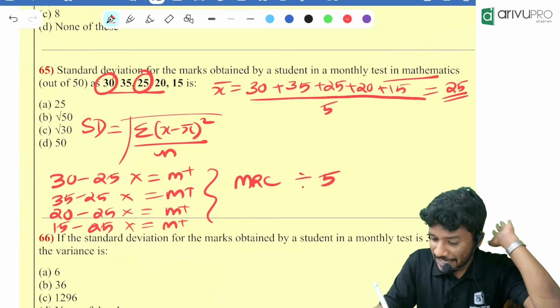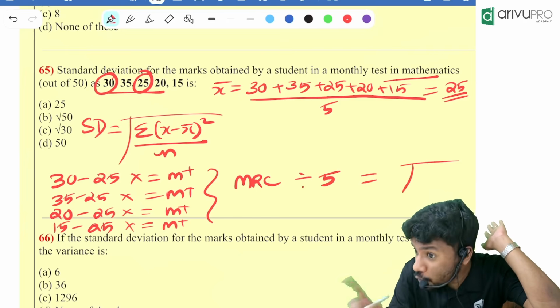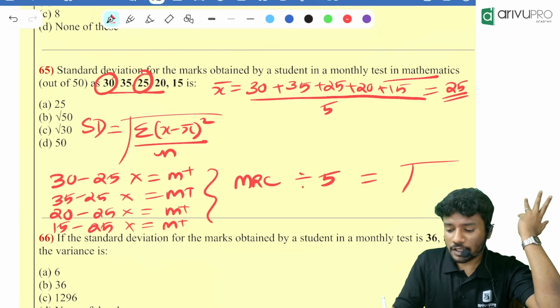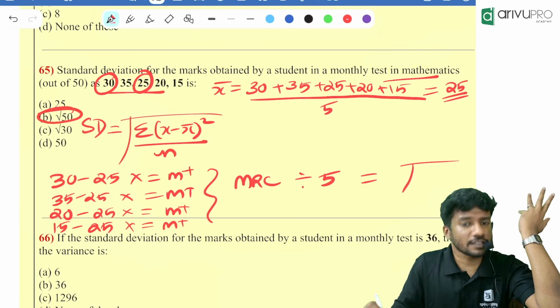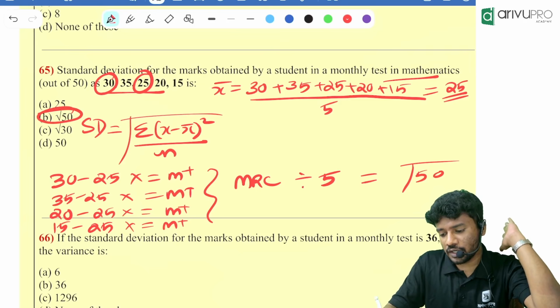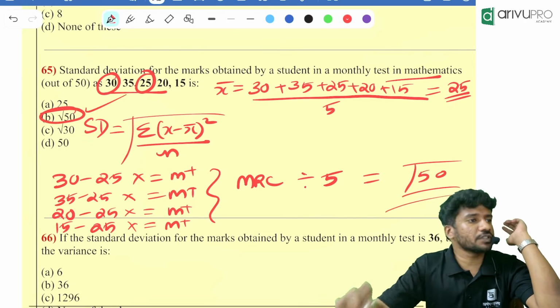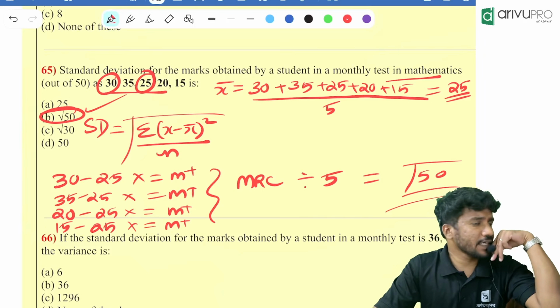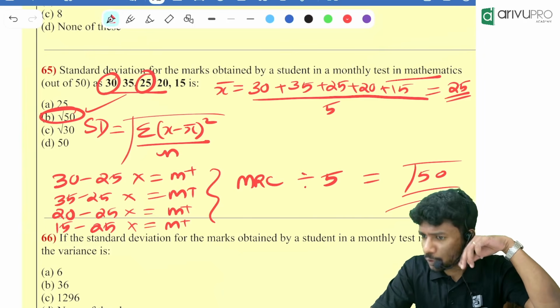Correct? Then click equal to, then click root. How much did you get? Root 50. Anyway, the direct answer is there. Root 50 is your answer. Which option is the answer now? Option B is the answer, and it's a direct question.